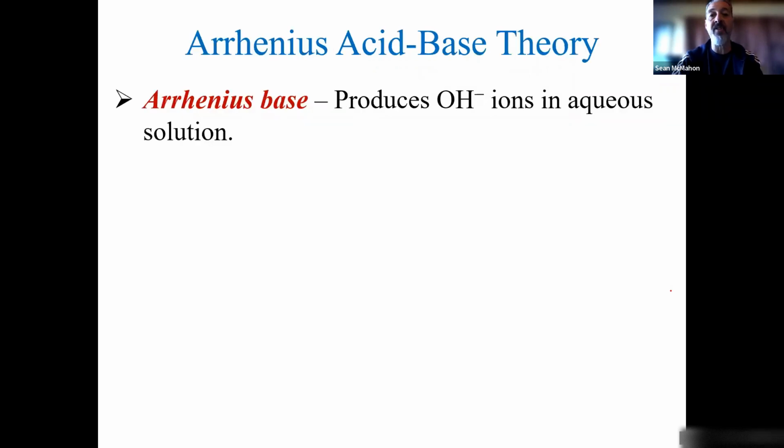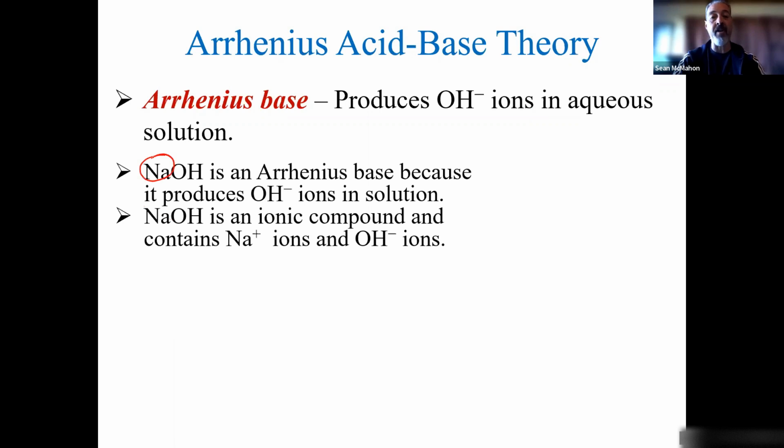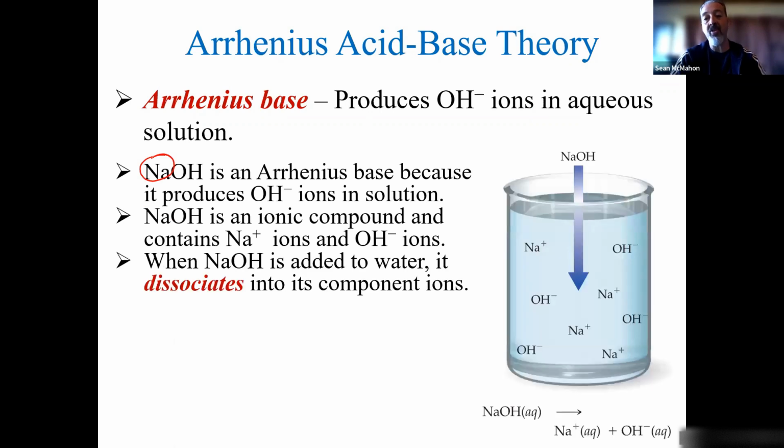So what is the definition of an Arrhenius base? Well, it produces hydroxide ions. The difference is, typically your Arrhenius bases are ionic compounds. So you have a metal with the hydroxide ion. So when you throw it in water, this ionic compound dissociates and it produces your ions because it's an ionic compound. So in this example, sodium hydroxide gives me the sodium ions and the hydroxide ions.